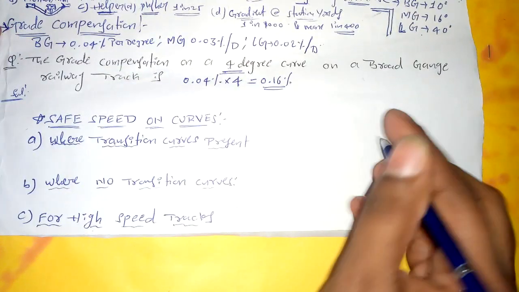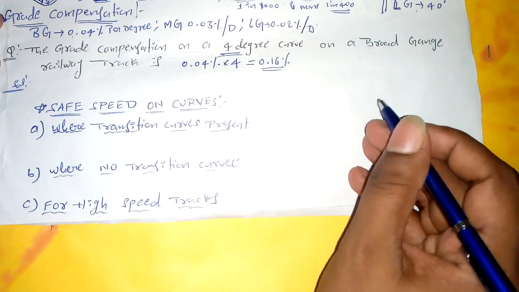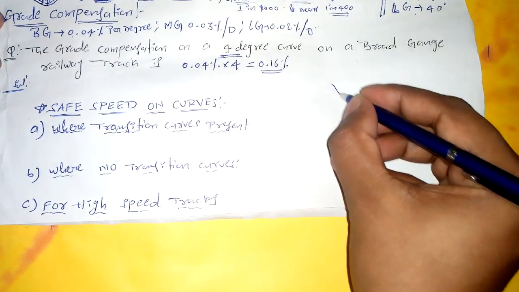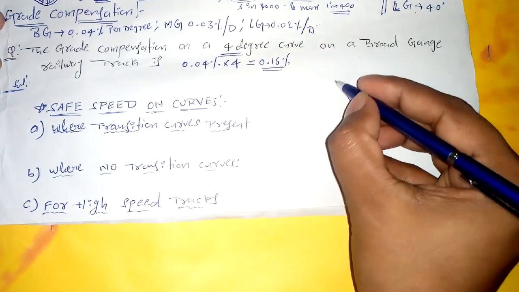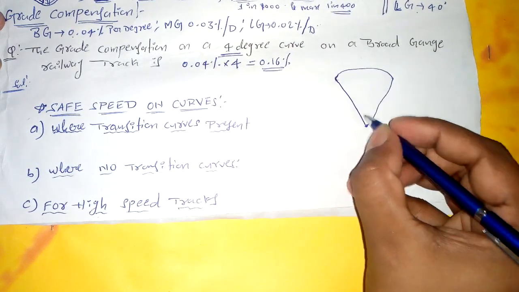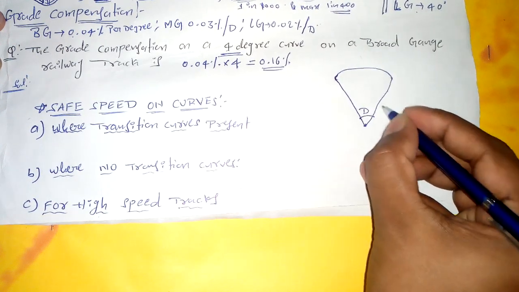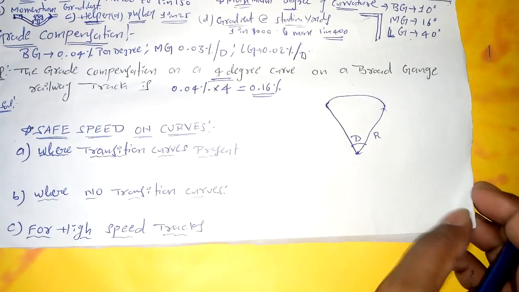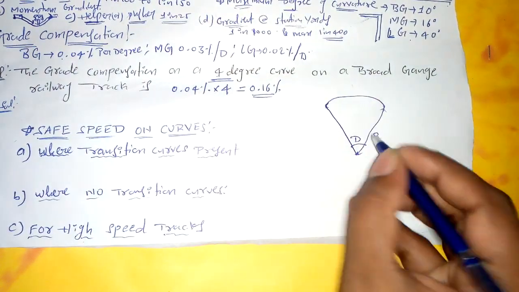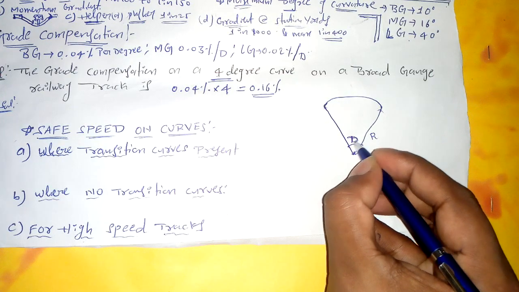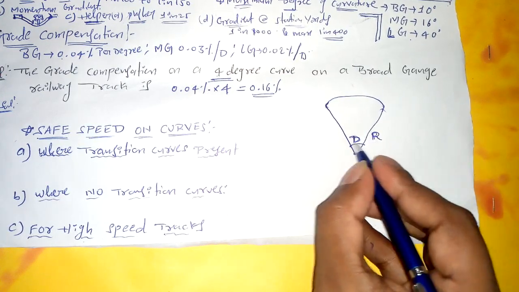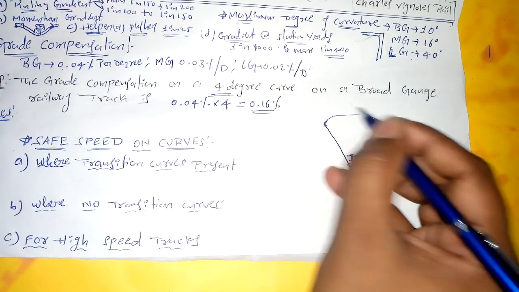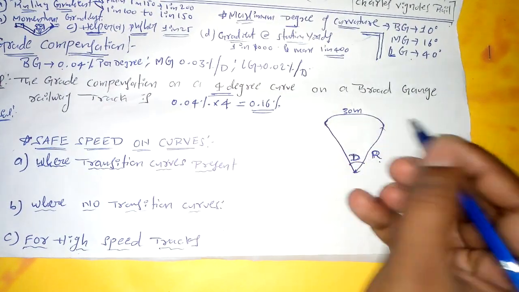So how do we measure the degree of the curve? It can be related with the radius of the curve. For example, this is a curve, the degree of the curve is D and the radius is R. So here is the length of the curve. While determining the relation for degree of the curve and radius, the length of the curve is taken as 30 meter or 20 meter. Here in this case we are taking 30 meters.